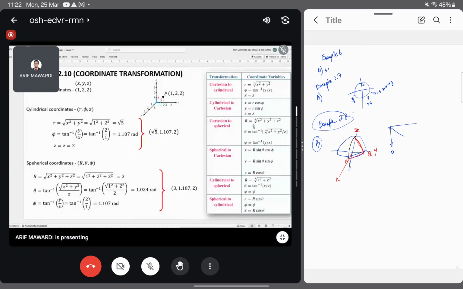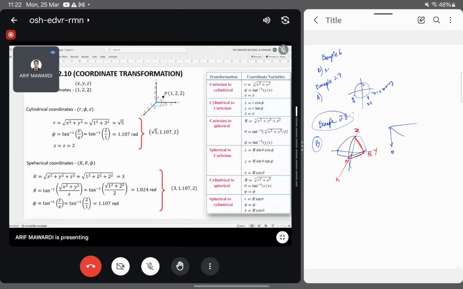And then for the second coordinate variable in the spherical coordinate system, we can use this one. You just substitute all the values for x, y, and z from the given coordinates in the Cartesian coordinate system. If you substitute this, you get 1.024. So this will be the value for the second coordinate variable in the spherical coordinate system.